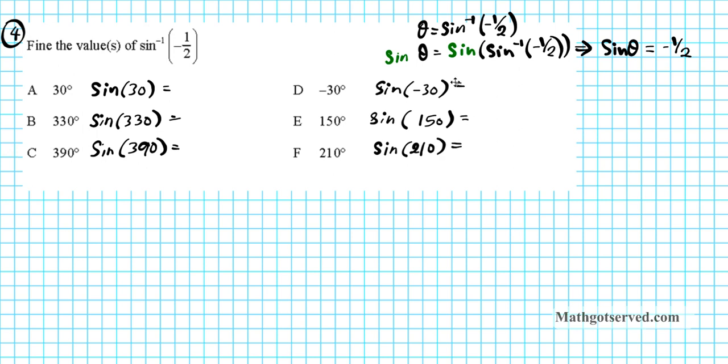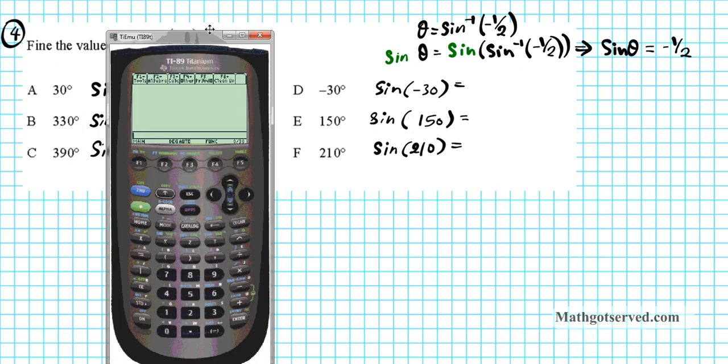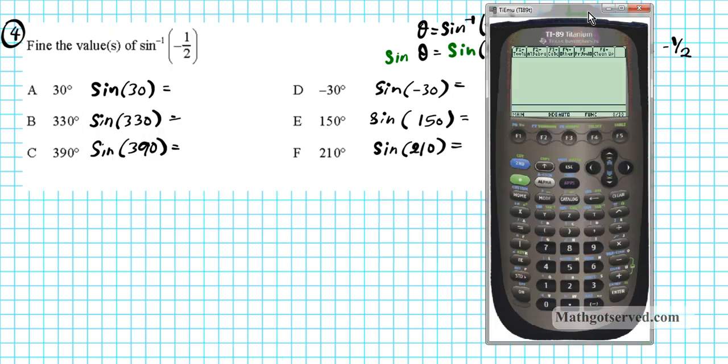Now you have to be careful. You have to ensure that your calculator is in degree mode before you start your computations. All right, so you can see DEG here, my TI-89 Titanium is already in degree mode. If not, you just go to mode and change it. All right, so let's go ahead and do this.